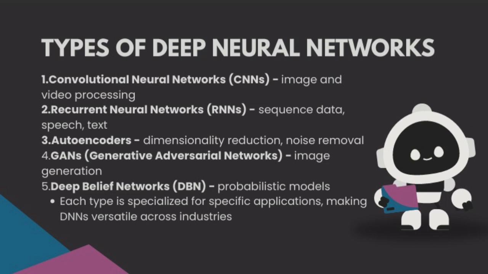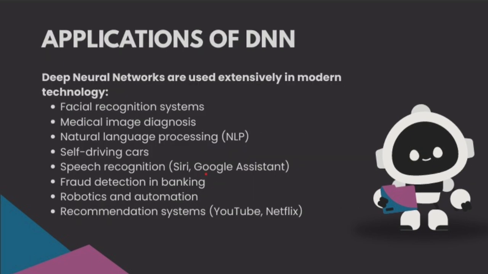There are several specialized types of DNN. Convolutional neural networks are widely used for image and video processing tasks. Recurrent neural networks are used for sequence data like speech, text, and time series. Autoencoders are used for dimensionality reduction and noise removal, learning compressed representations of data. GANs, or generative adversarial networks, are also used.